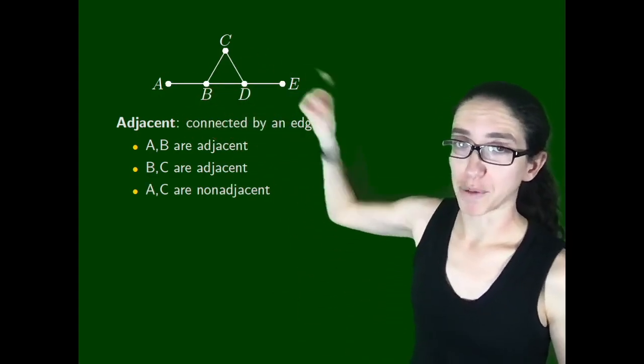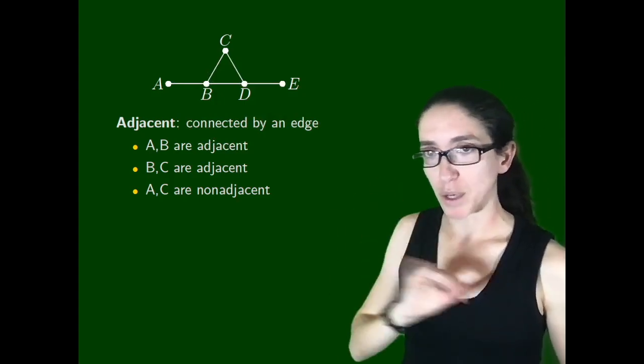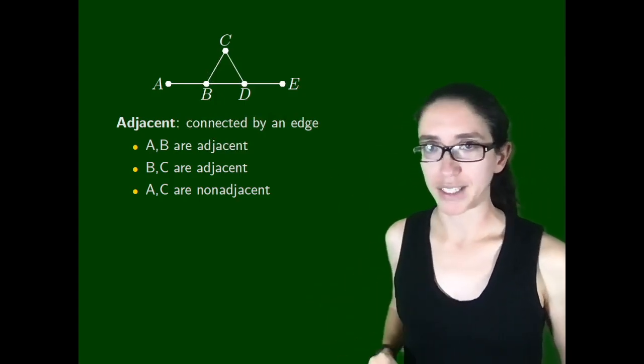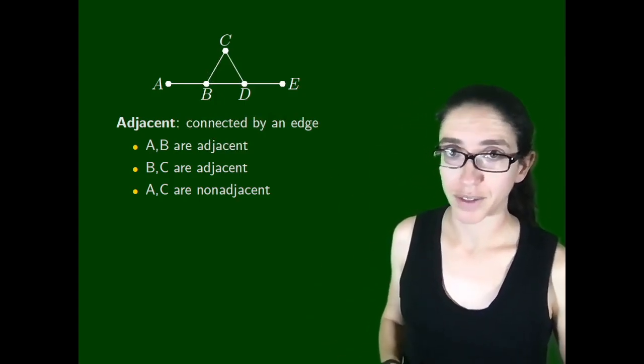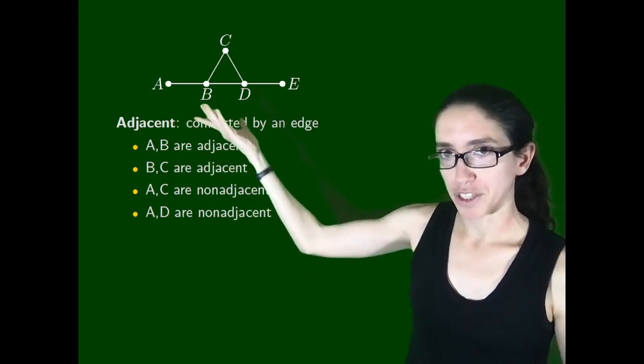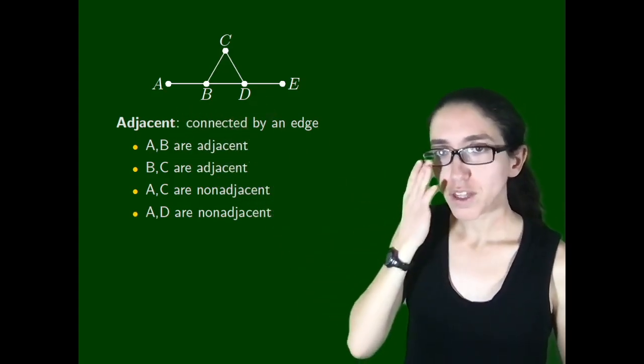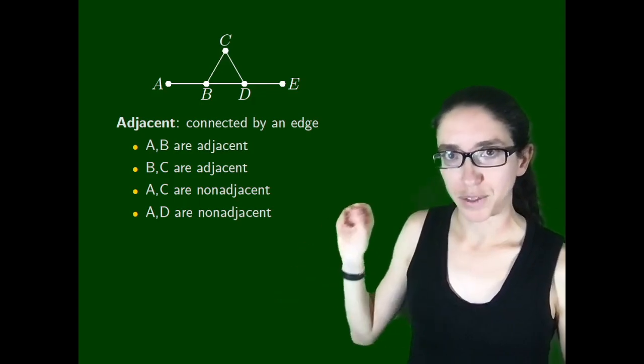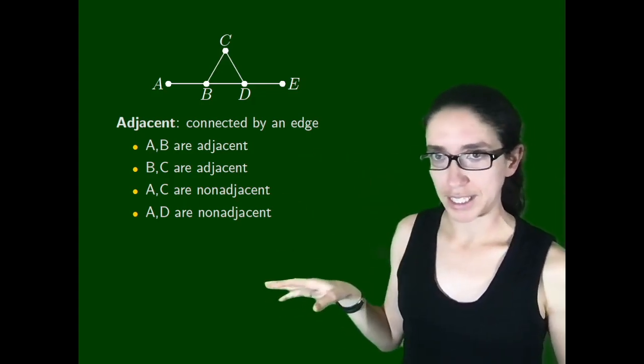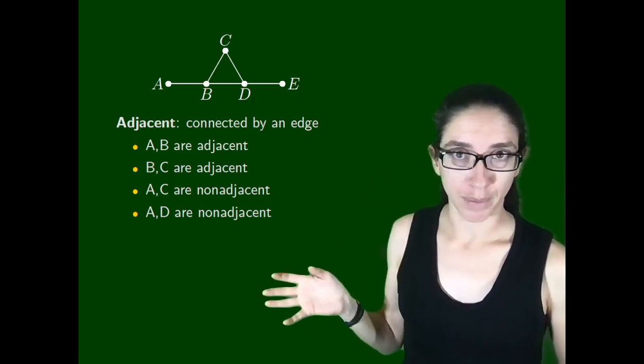Even though there's a path from A to C going through B, it needs to be a one-step path, a direct edge from A to C in order to be considered adjacent. And A and D are similarly non-adjacent. What we want to study is for each node, which nodes is it adjacent to, and that data tells us a lot about the graph.